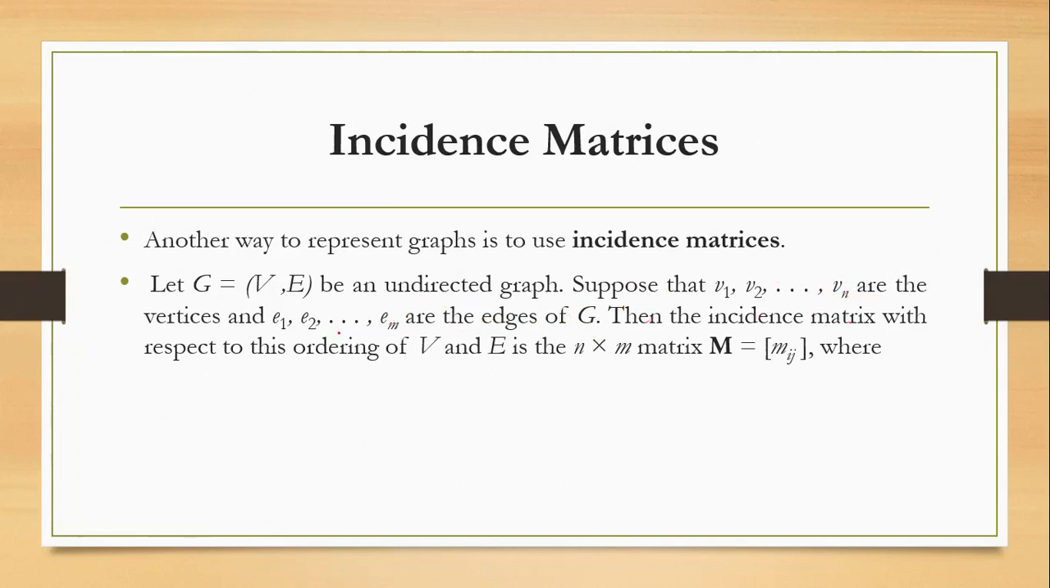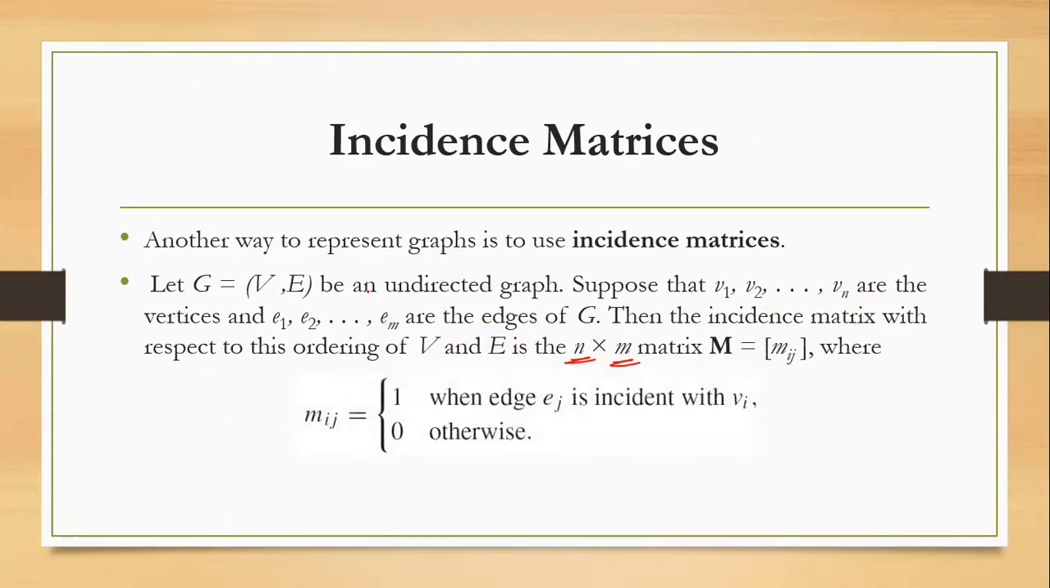Then the incidence matrix with respect to this ordering of V and E is n cross m. That is, we use the n number of vertices and m number of edges matrix. M is equal to [Mij], where Mij will be 1 when edge Ej is incident to vertex Vi and 0 otherwise.